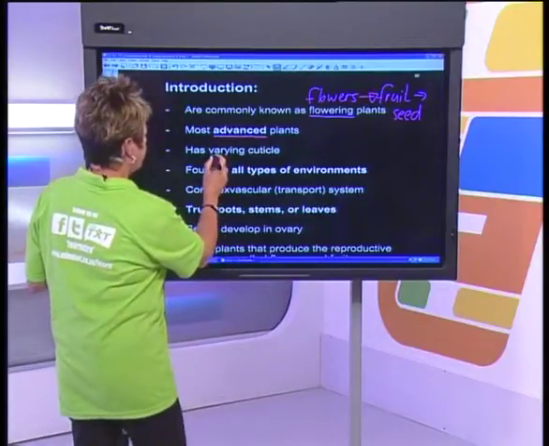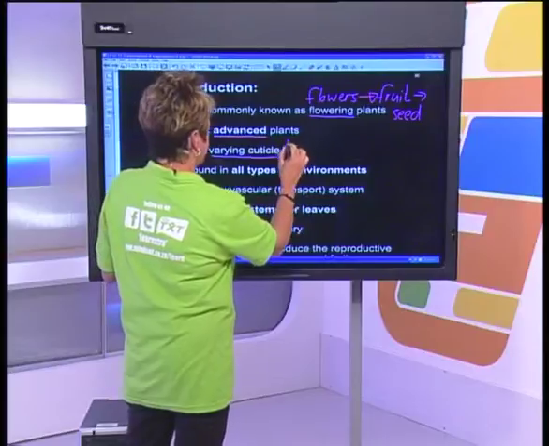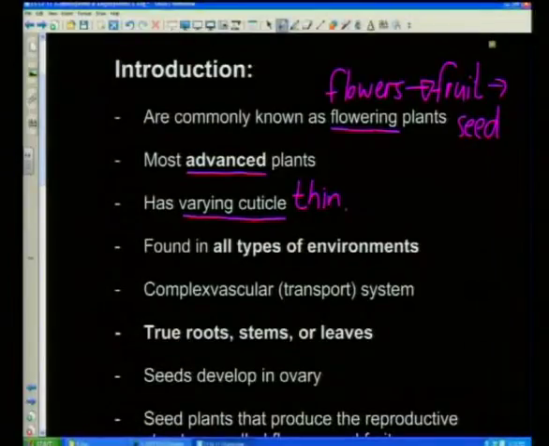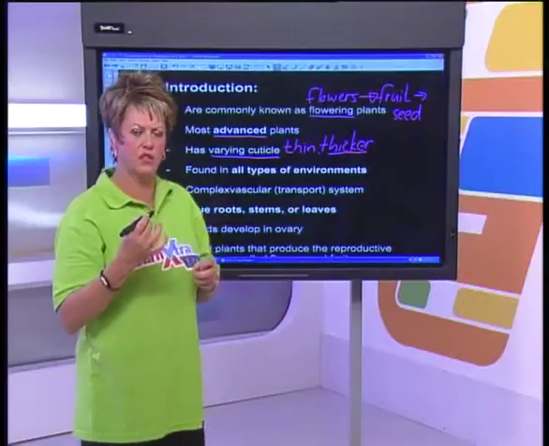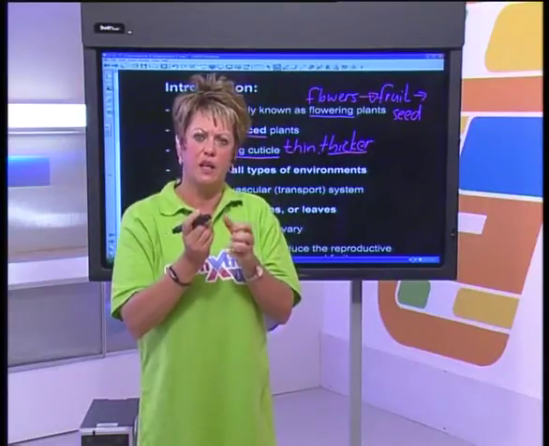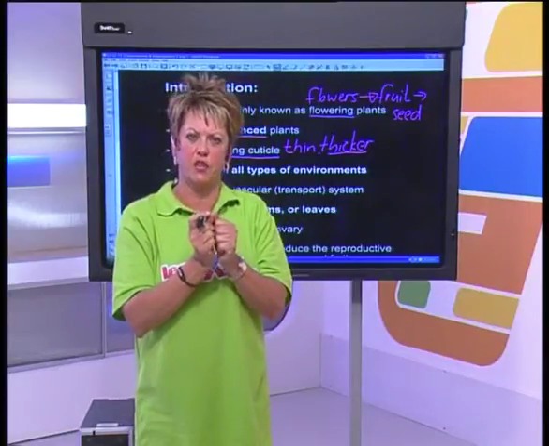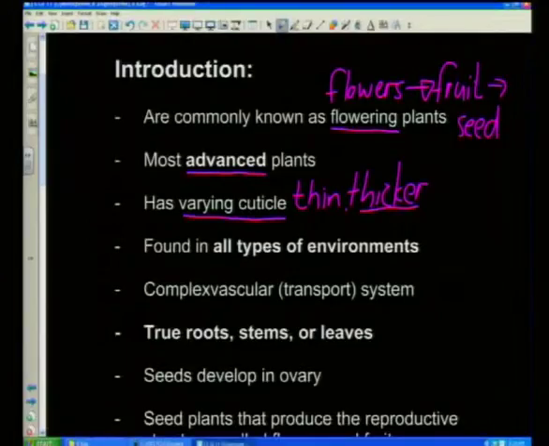They have varying cuticles, meaning that some cuticles will be thin, some cuticles will be a bit thicker, depending on in which environment they are growing. If you think about the xerophytes, which are the plants growing in the desert, they need a thick cuticle to restore water and to maintain the water inside the plant so they don't dry out quickly. All right. Then, like I said, now they're found in all types of environments.